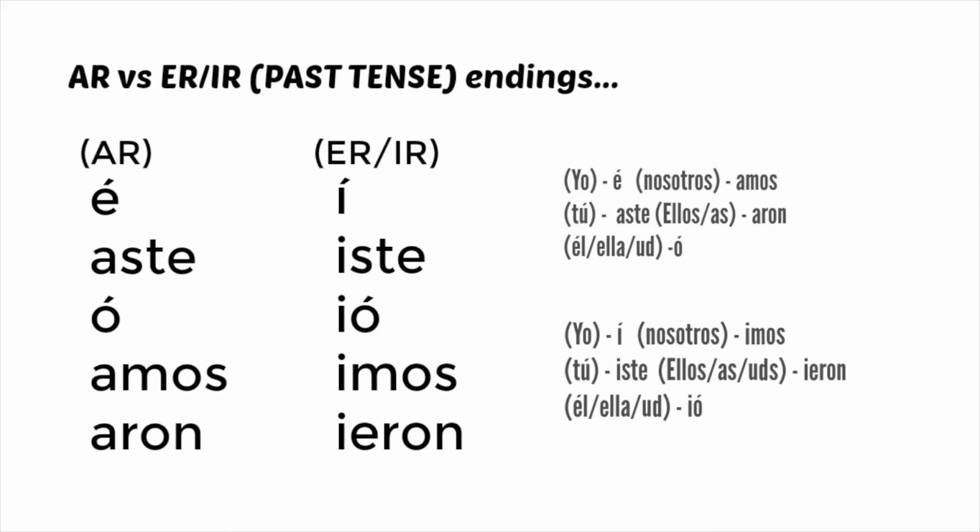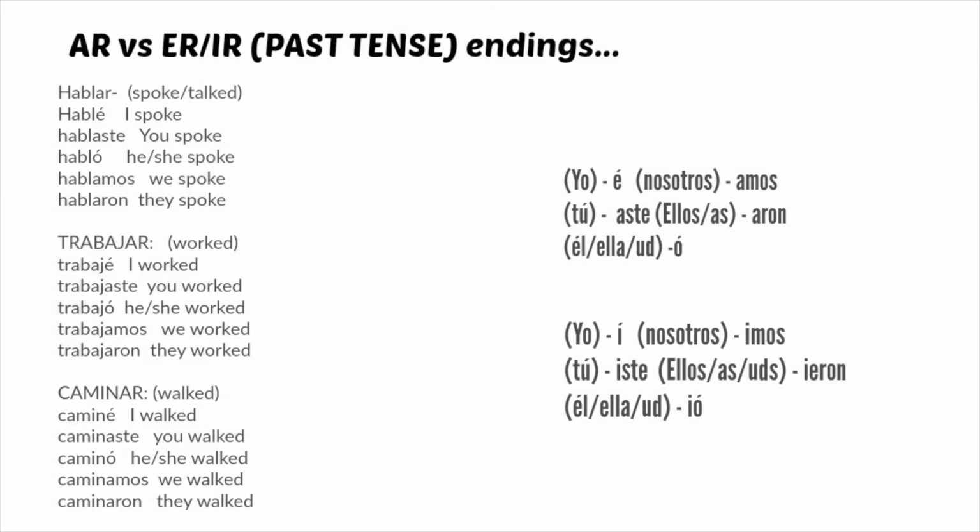So let's go ahead and look at some examples. Here you see hablar, which is to speak, but I put in parentheses spoke or talked because that's pretty much the past tense of it, okay? So you have hablé, I spoke. Hablaste, you spoke. Habló, he or she spoke. Hablamos, we spoke. Hablaron, they spoke. Notice I'm pairing the endings up with the pronoun that you see on the right hand side. Okay? So yo is I in Spanish, right? So hablé, yo hablé, I spoke. Make sure you're pairing it up like that. Just rewind if you're a little confused.